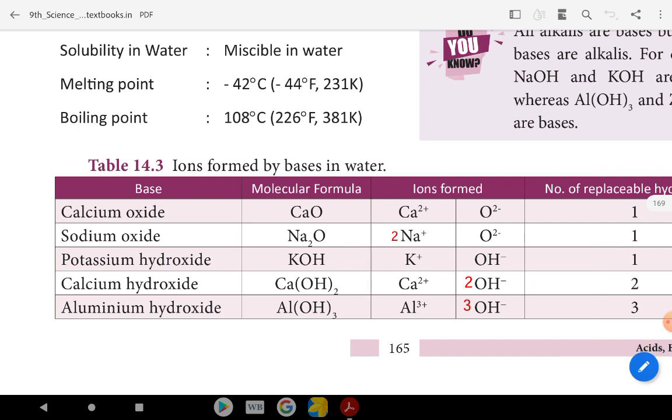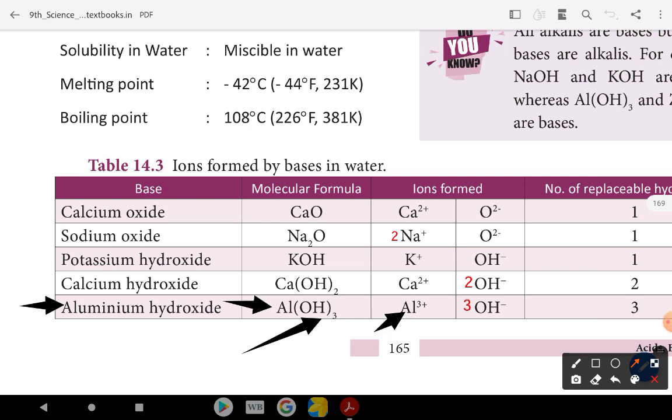And then you have the last one, aluminium hydroxide. What is it, children? Aluminium hydroxide. And what is the formula for aluminium hydroxide? Al(OH) thrice. The valency of aluminium is 3, so aluminium is combined with 3 hydroxide groups. So you will say Al(OH) thrice. Okay, so this is called aluminium hydroxide. And the ions formed will be Al3+ and, because 3+ has come, you will get 3 OH- also.